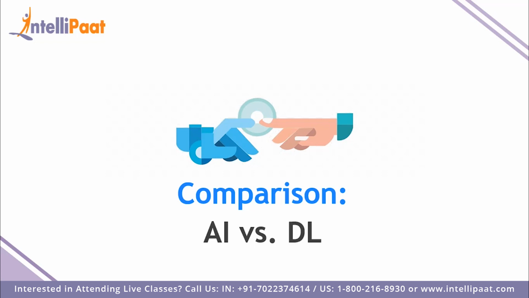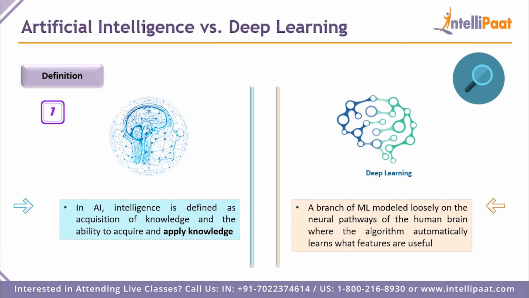And then the next most important thing is the comparison, where we compare artificial intelligence with deep learning head on, guys. So coming to the first point, it is the definition. In artificial intelligence, the intelligence part of it is derived from the concept of acquisition of knowledge, where the machine can learn on its own and in fact apply the knowledge that it has learned. Coming to deep learning, it is basically a branch of machine learning, as we discussed.